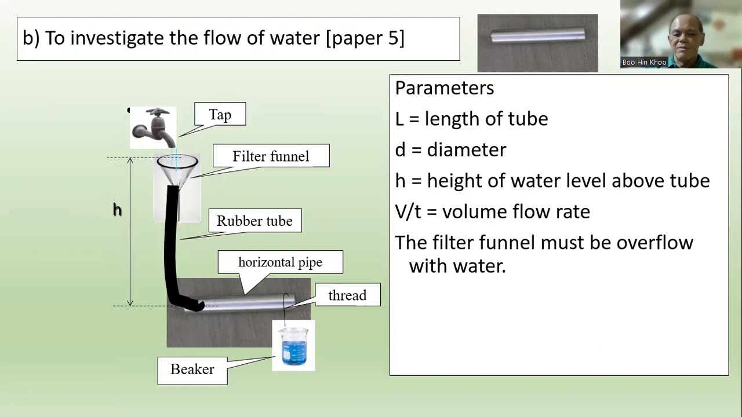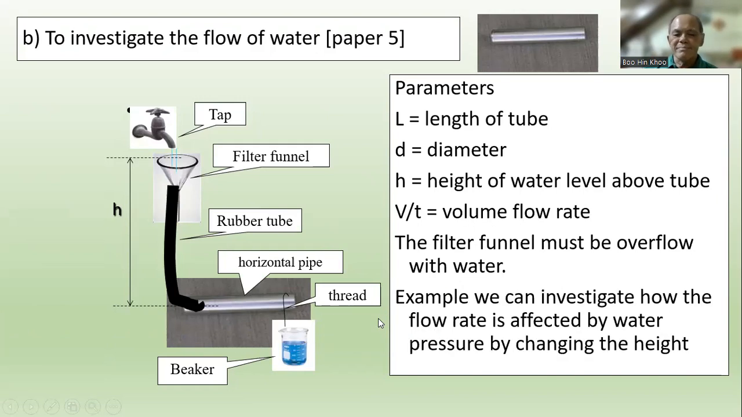Filter funnel must overflow with water. That's why you have to have a container below that to catch all the excess water, or do it in the basin. For example, we can investigate how the flow rate is affected by water pressure. We can change it by changing the height.